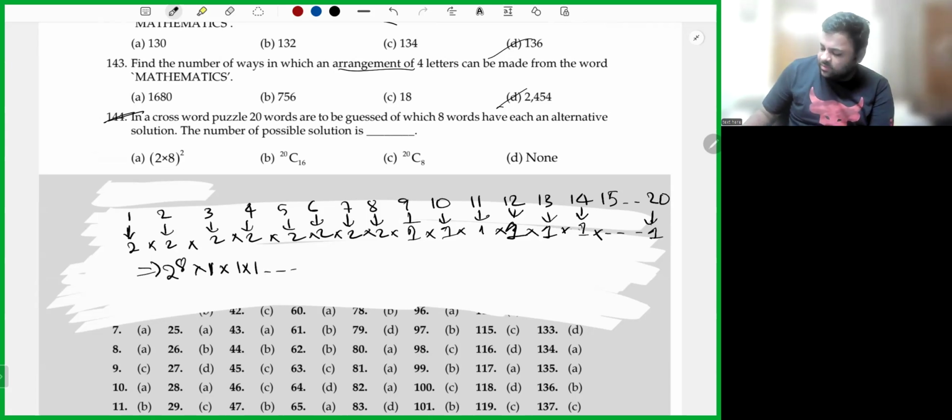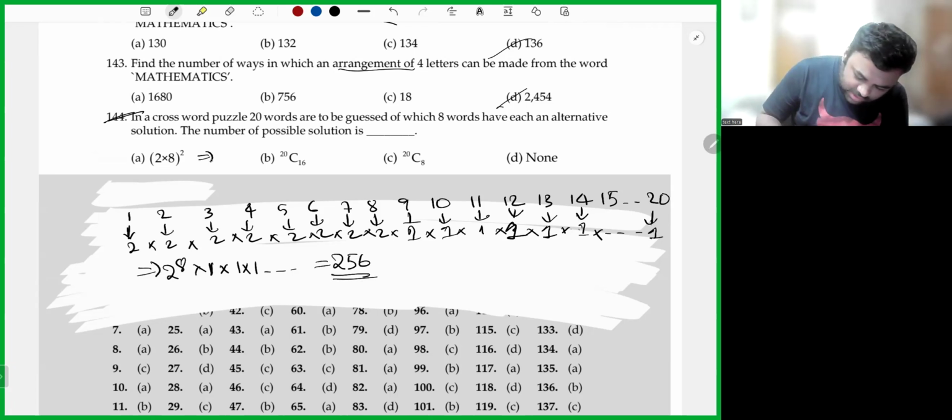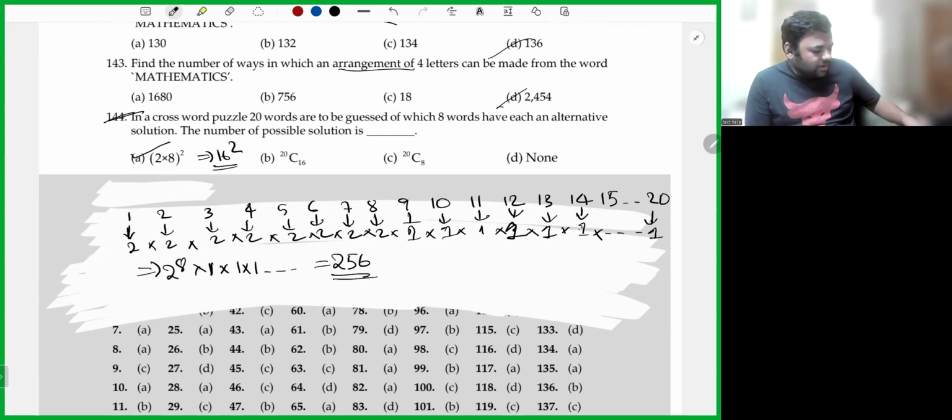So I'll say 2 power 8 into 1 into 1 into 1, and so on. What is 2 power 8, my dear friends? 2, 4, 8, 16, 32, 64, 128, 256. 2 power 8 is 256, into 1 doesn't matter. Now 256. Can I say 16 square is 256? 8 into 2, 16. 16 square is 256.